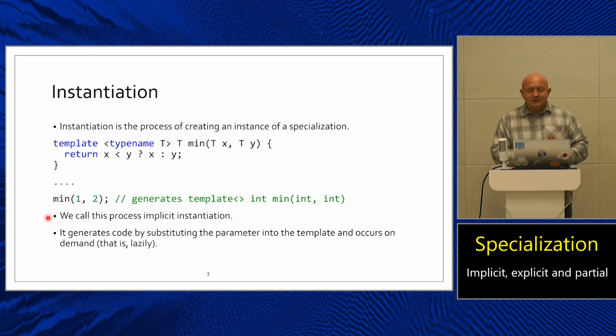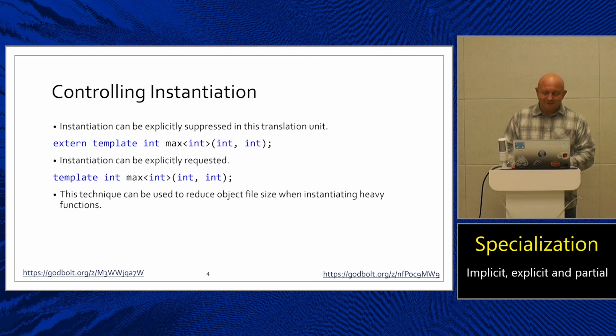However, if you call it in a different translation unit, where the previously generated specialization is not accessible, the compiler will happily instantiate it again. This is perfectly fine and nothing bad will happen. So, besides implicit instantiation, we also have explicit instantiation.